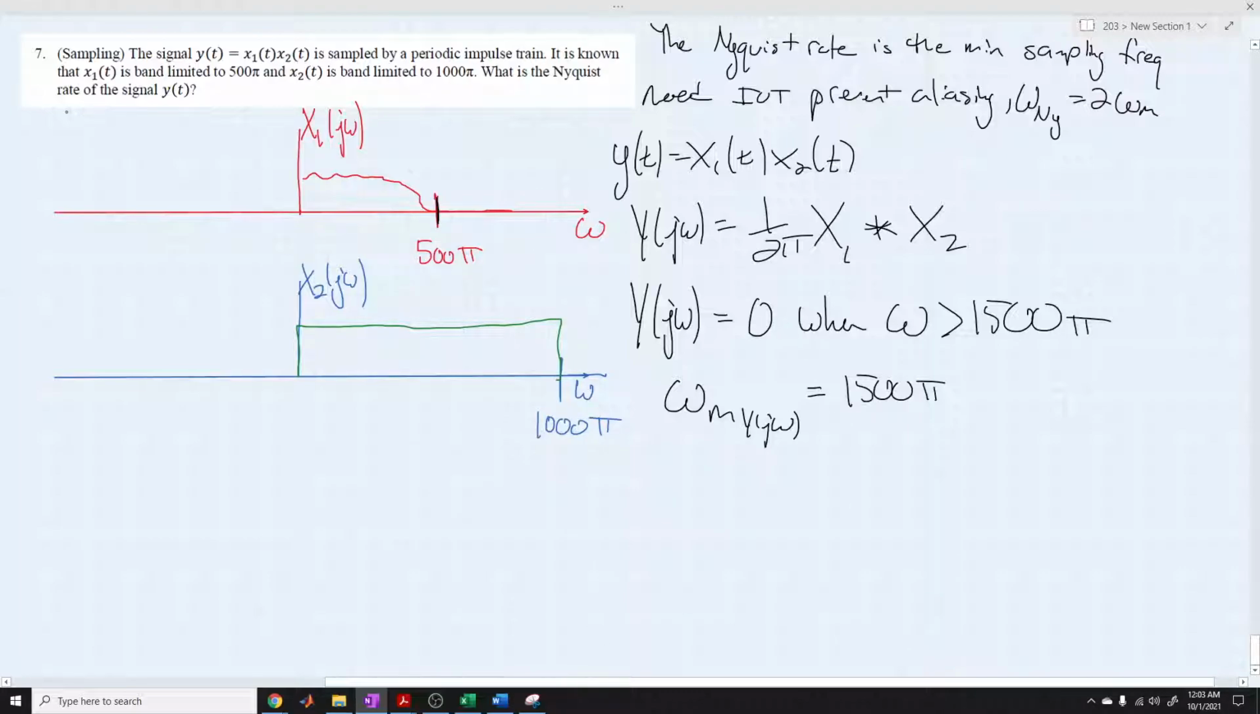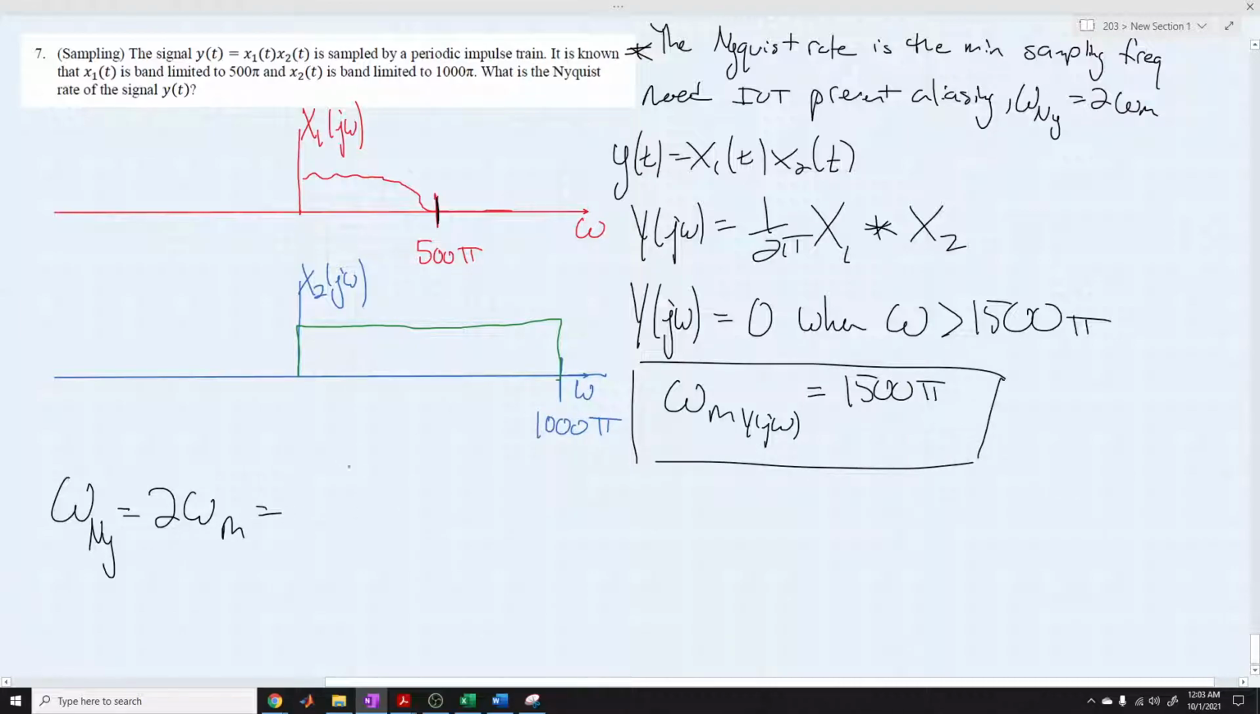Now, we already wrote this up here. So what is the Nyquist rate of the signal? Well, the Nyquist rate, omega N, is equal to 2 omega m, which we just found right here. And we have 2 times 1500 pi, which is equal to 3000 pi. We double checked that on my calculator, and this right here is the answer to this problem.